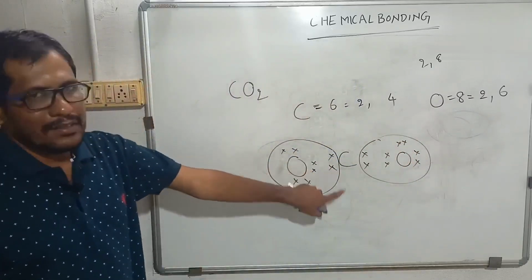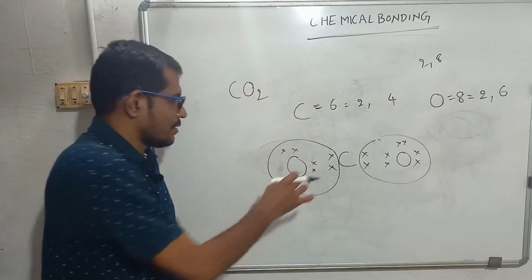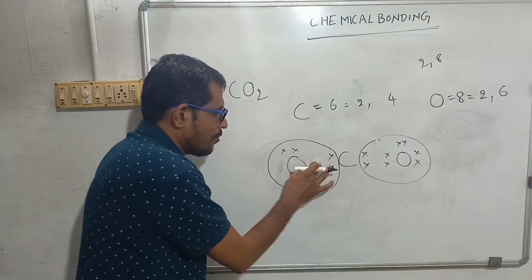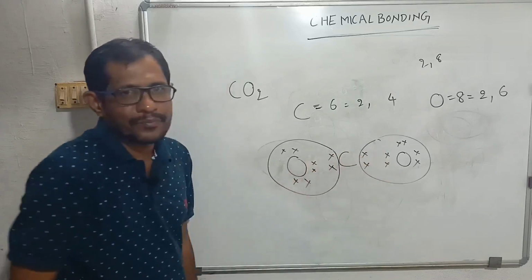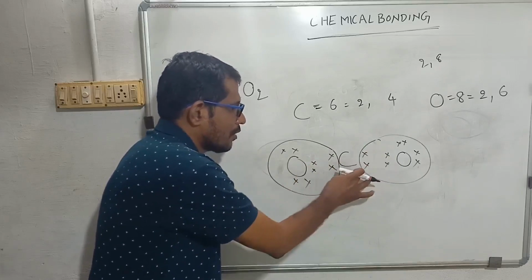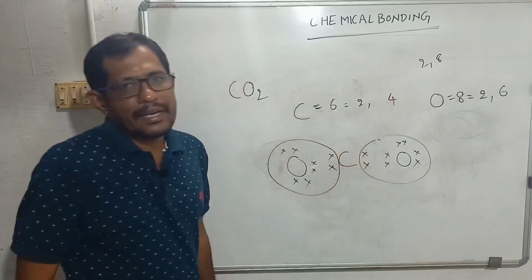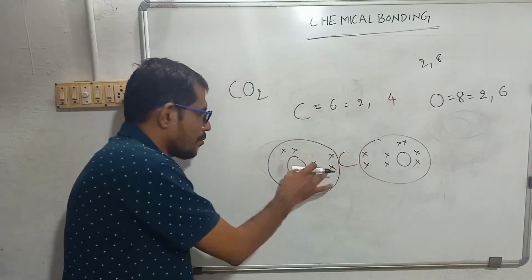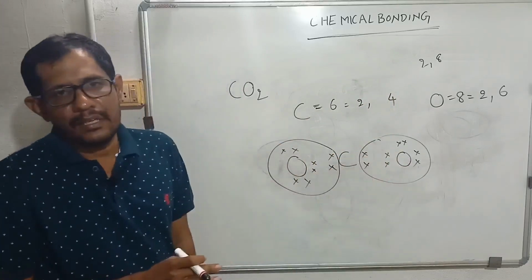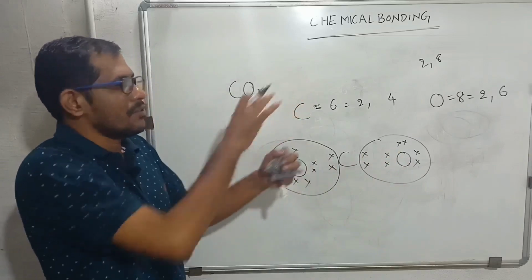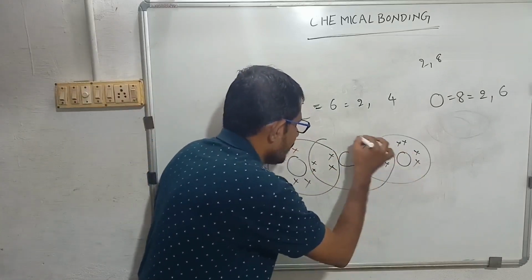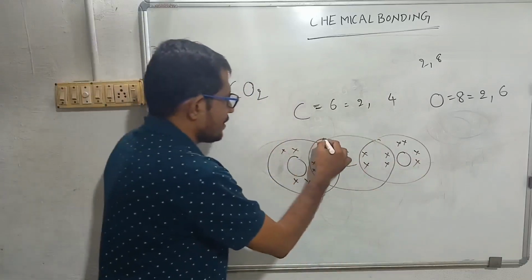Now the carbon atom needs 8 electrons. Already 4 electrons are there: 1, 2, 3, 4. Carbon will take 2 electrons from this oxygen and 2 electrons from the other oxygen to become a total of 8. So we need to draw the circle like this.